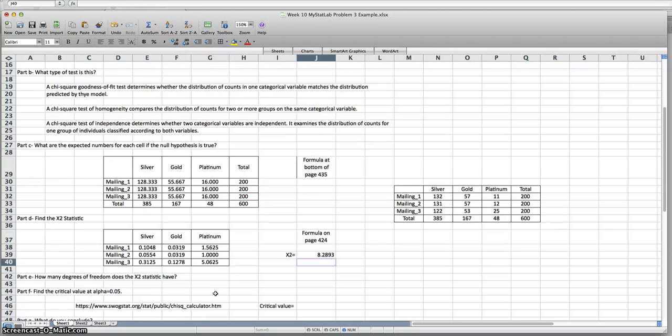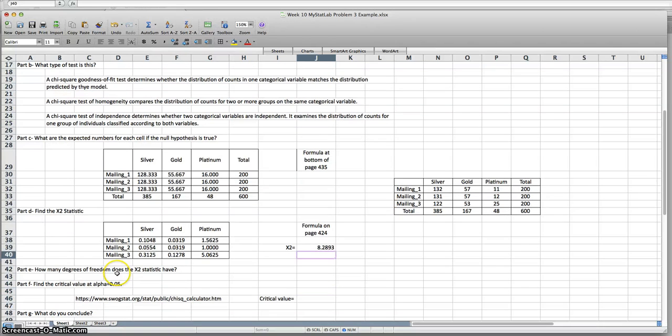So now we can move on to part E. Part E asks us how many degrees of freedom does the chi-square statistic have? Well, now we know we need to take our column minus 1 times our row minus 1. So 3 minus 1 is 2. 3 minus 1 again is 2. 2 times 2 is 4. So we're going to have 4 degrees of freedom here. That's all we need to do there.